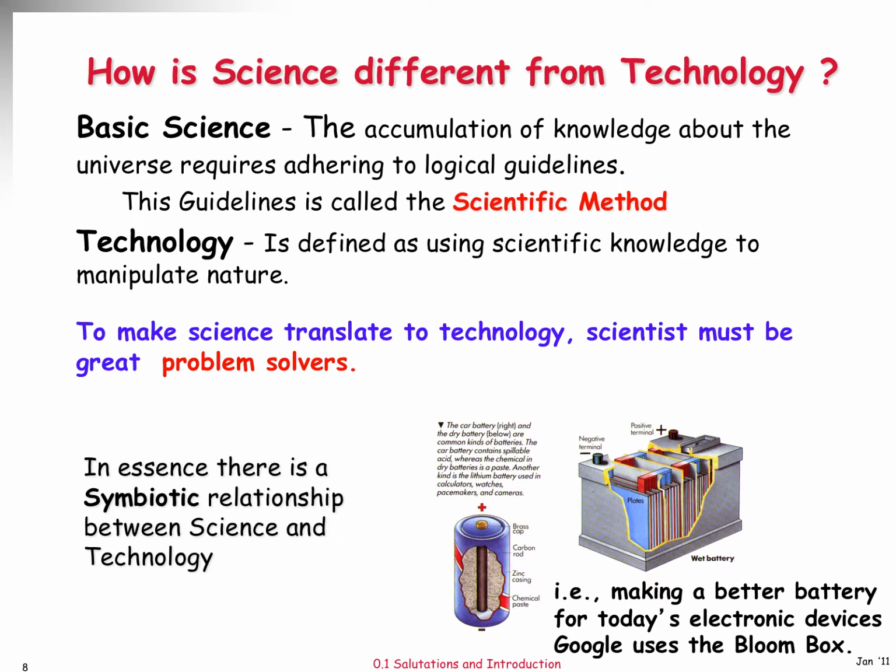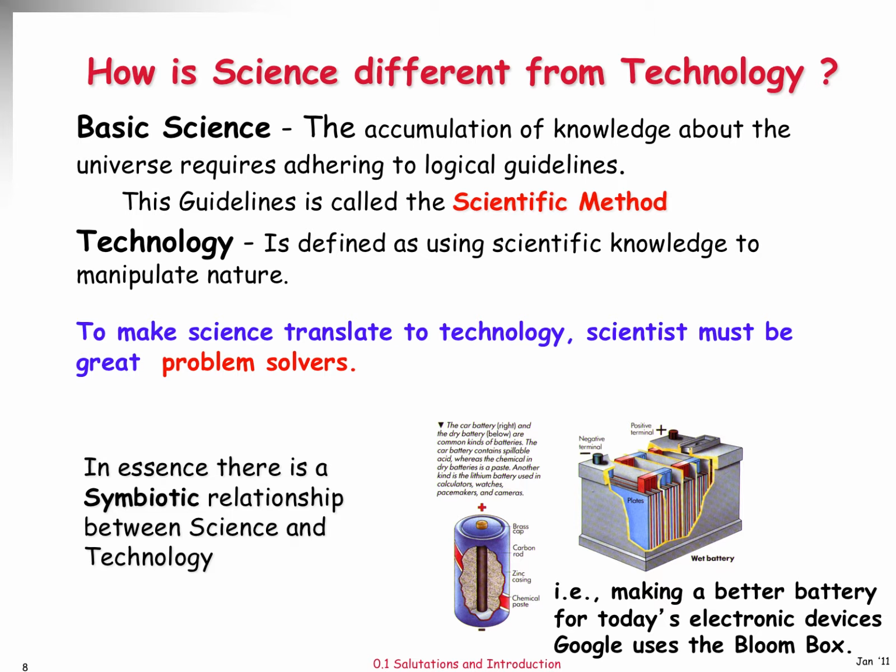So how is science different from technology? Well, basic science is the accumulation of knowledge about the universe, and it requires adhering to logical guidelines. These guidelines are called the scientific method. Technology is defined as using scientific knowledge to manipulate nature. To make science translate to technology, science must be a great problem solver.